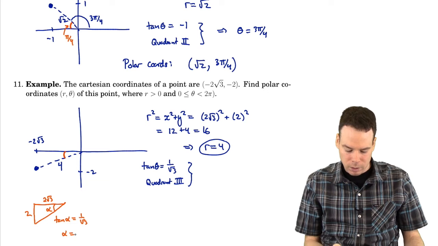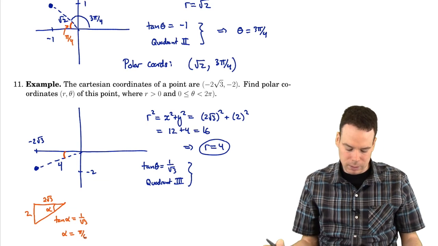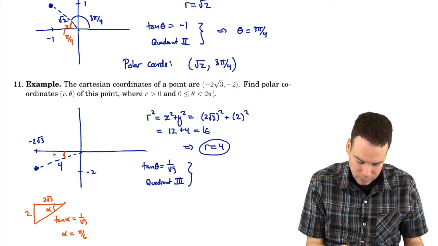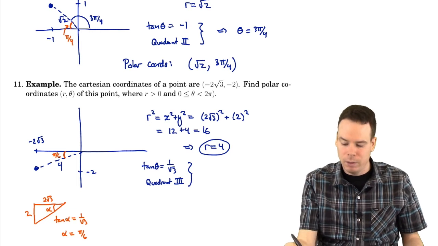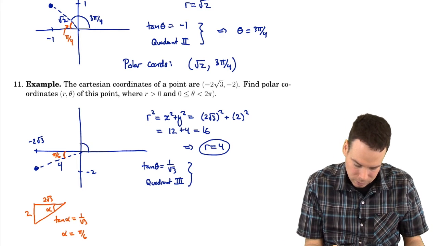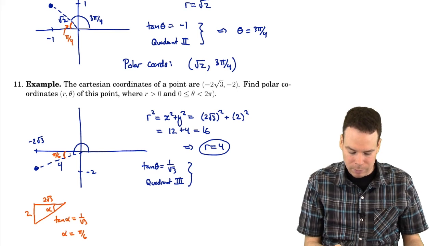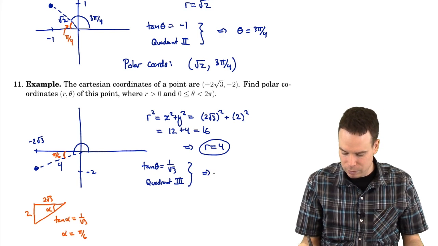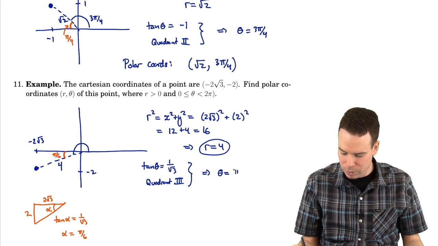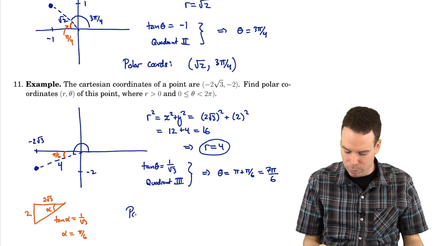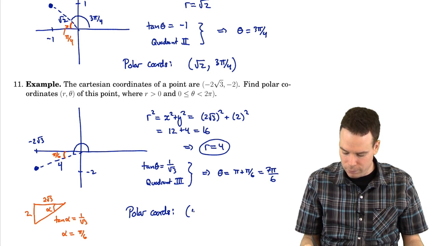Well, that angle would be pi by 6. That's our reference angle, pi by 6. Now we want to find this angle here. Well, that would be pi plus pi by 6. So this tells us that theta is pi plus pi by 6, or in other words, 7 pi by 6. So our polar coordinates are 4 and 7 pi by 6.